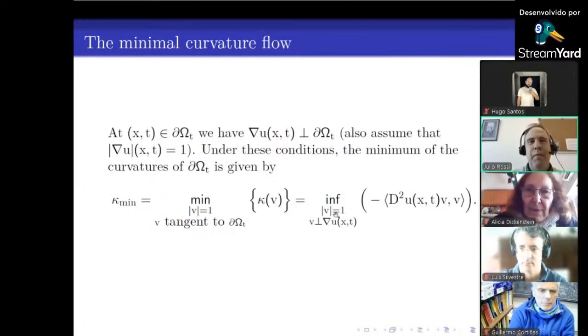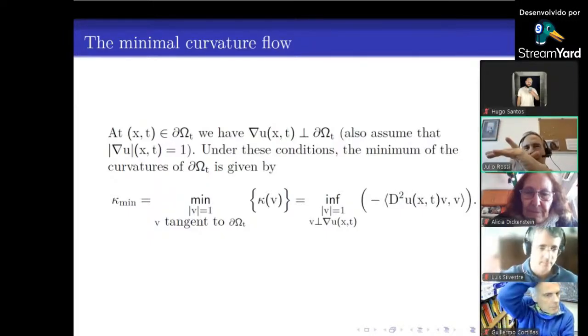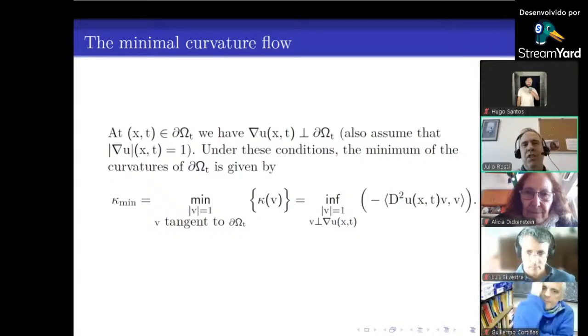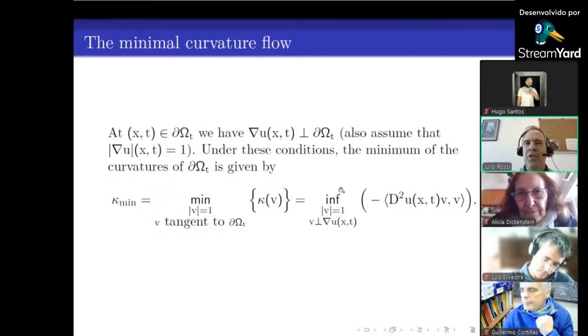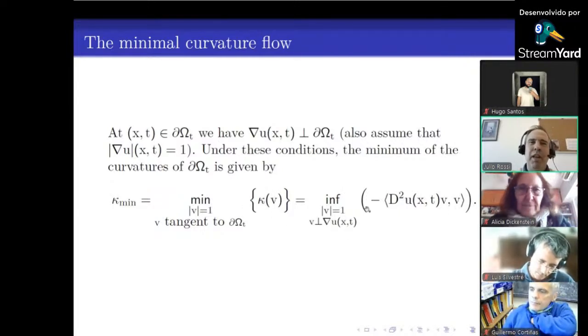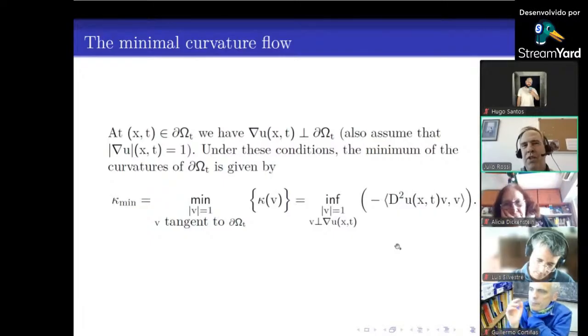You take unit vectors in the tangent plane, because the gradient is orthogonal to your surface. Consider the tangent plane. You take any possible vector that is tangent to your zero level set surface, and you compute the second derivative in that direction. And among all possible directions, you are computing the minimum, or the infimum if you want. So you are taking the least possible curvature. This gives you the sectional curvature in the direction of b. This gives you the minimal curvature of your function.